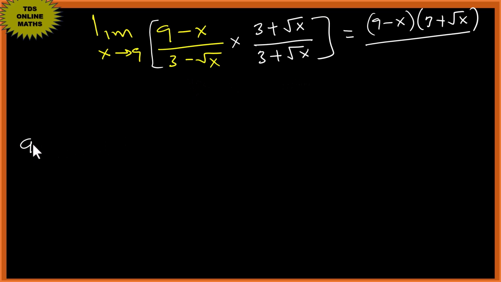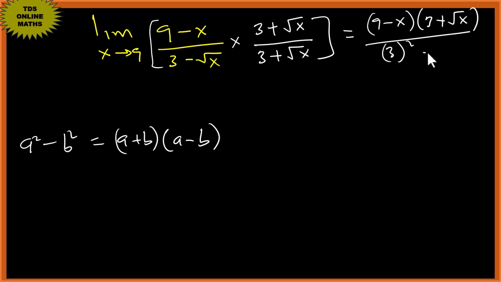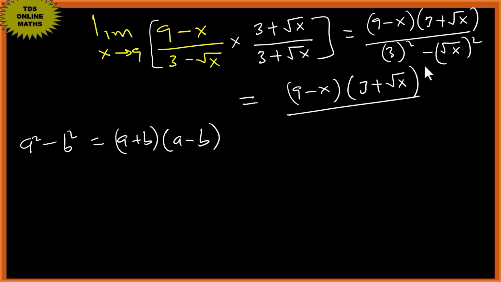When we're given a squared minus b squared, that is the same as a plus b, a minus b. So I'll pick the one with the minus: 3 squared minus root x squared. So I have 9 minus x, 3 plus root x, on. This side is 9, and this one will cancel the root sign, minus x.